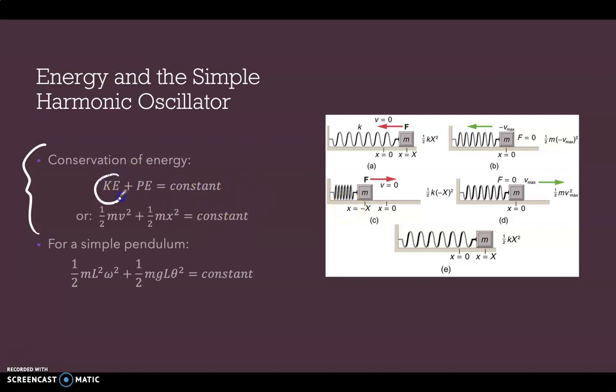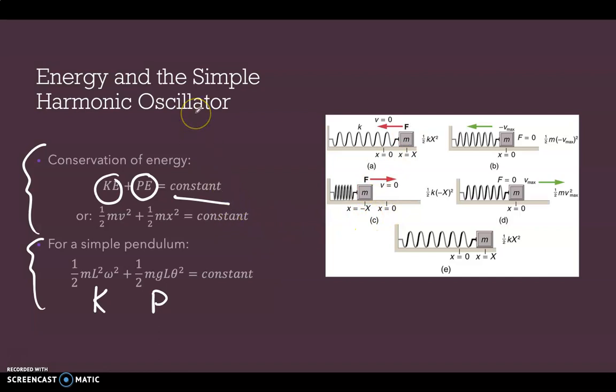So we have that our kinetic energy plus our potential energy equals some constant, okay? And we can rewrite this as 1/2 mv squared plus 1/2 kx squared equals a constant. Now if we want to look at a simple pendulum, we can rewrite this in the following terms: 1/2 mL squared omega squared plus 1/2 mgL theta squared equals a constant. So this is again my kinetic energy plus my potential energy equals a constant. Again, conservation of energy in both cases here.